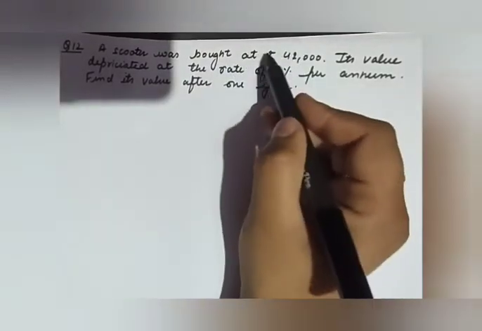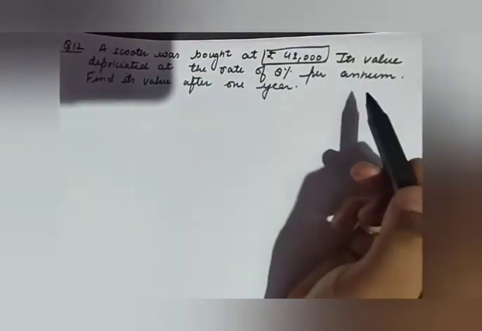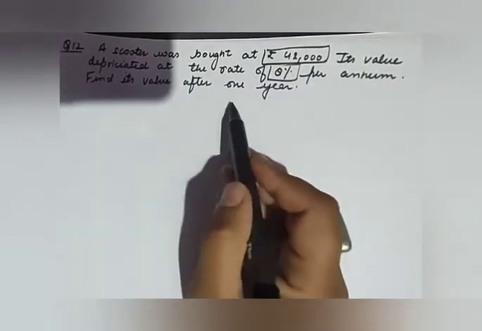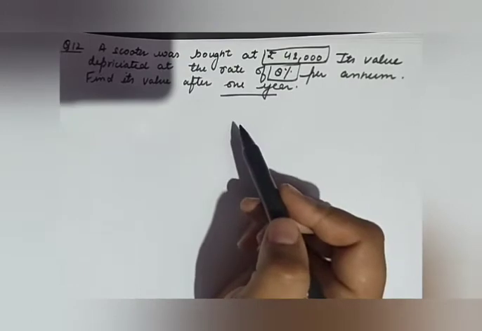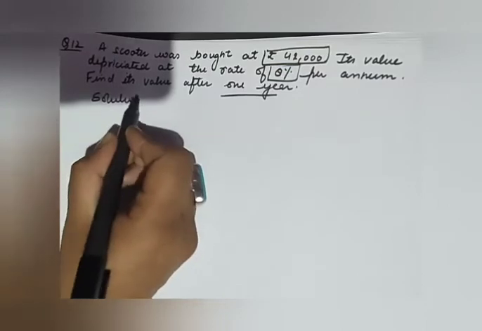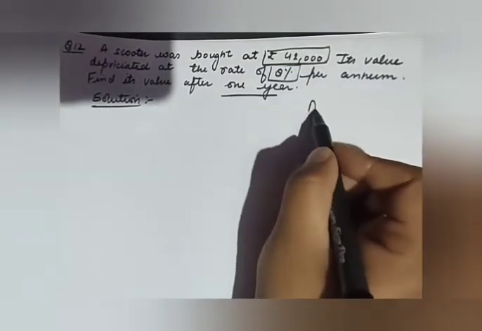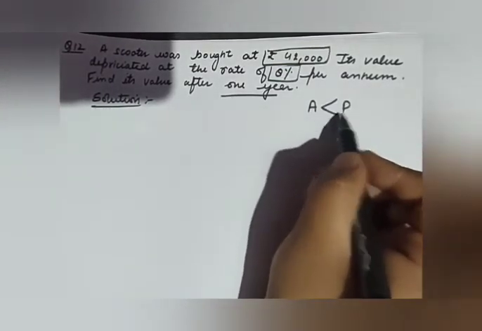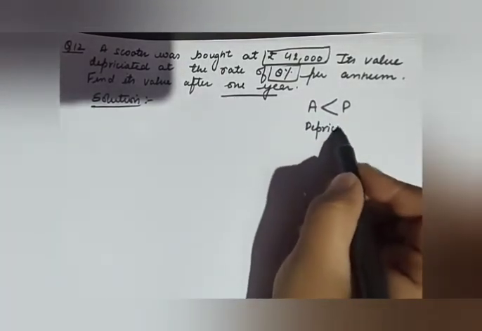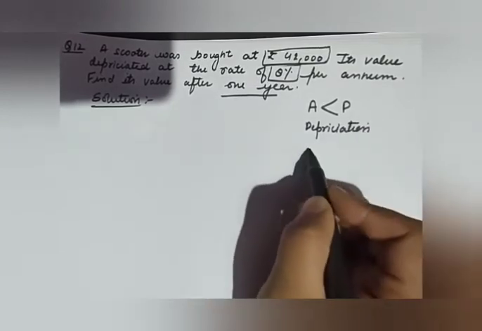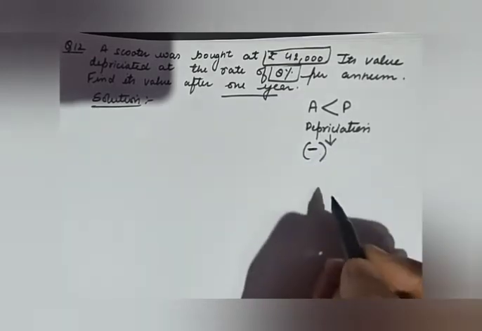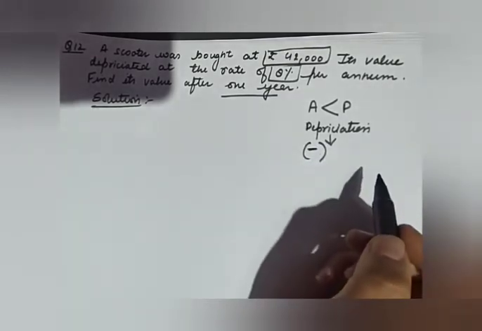Here a scooter was bought at 42,000 rupees. Again it is principal here. Its value depreciates at the rate of 8% per annum. Find its value after 1 year. Students, in all the cases you have found that amount is always greater than principal, but in this case amount is less than principal. Why? Because we are talking about depreciation here. Okay, and depreciation means negative. It means when the value of money is becoming less. Okay, depreciation means when the value of money is becoming less.